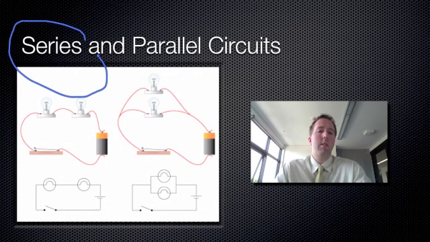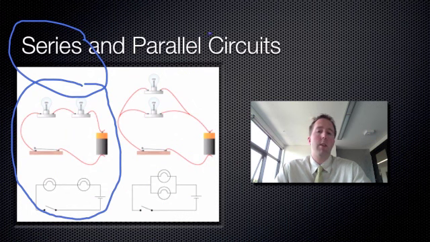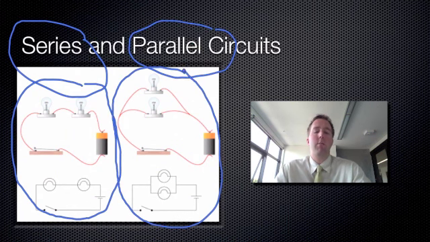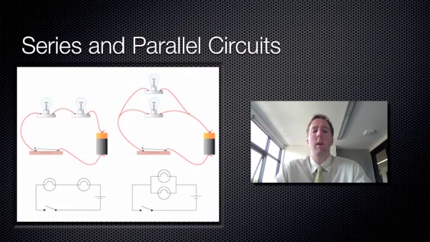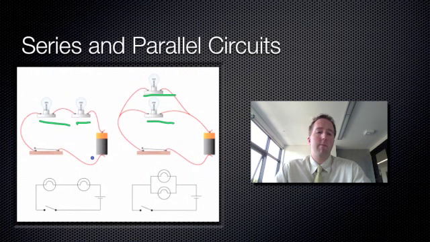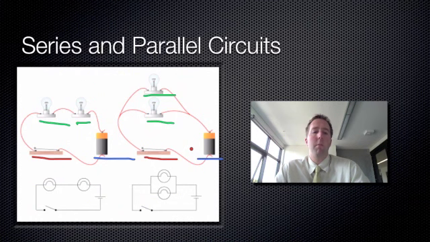So this here is a series circuit, and this is a parallel circuit. So there are two different types of circuits. You can see they're quite similar in that both of these circuits have got two light globes, 1, 2. They've both got a battery, and they've both got a switch as well. So they've all got the same kind of components in them, but they're arranged a little bit differently.